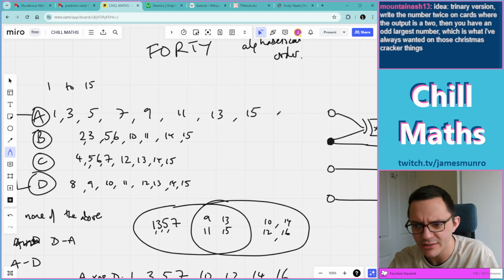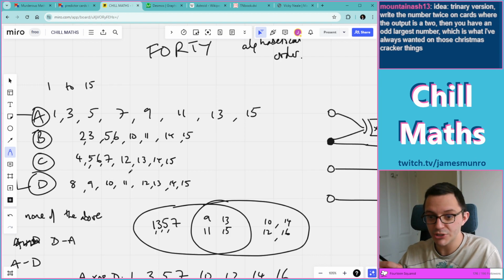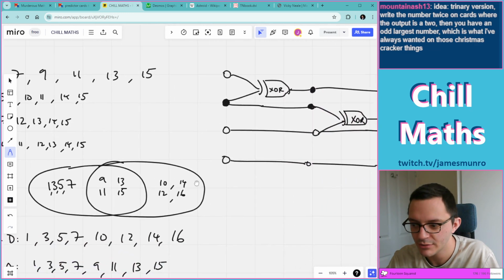What do I do for 16? Do I put it on... For me, I have to put it on none of the cards, which is weird. Oh, maybe I'm asking you to select the ones which your number's not on. Invert all of them, select the ones your number is not on.